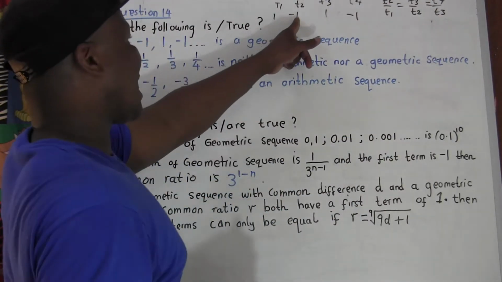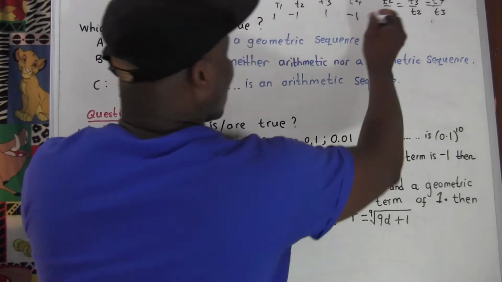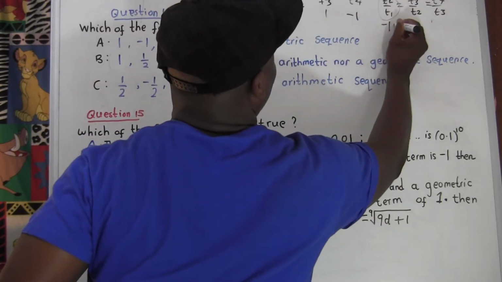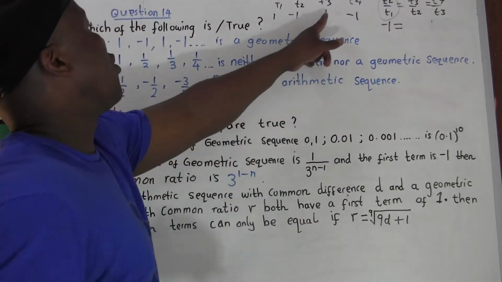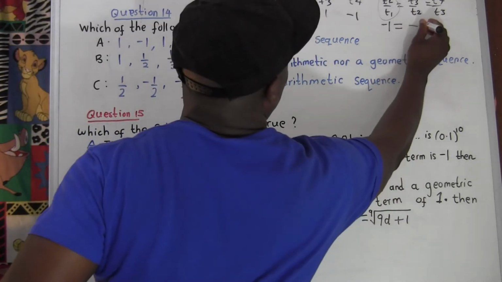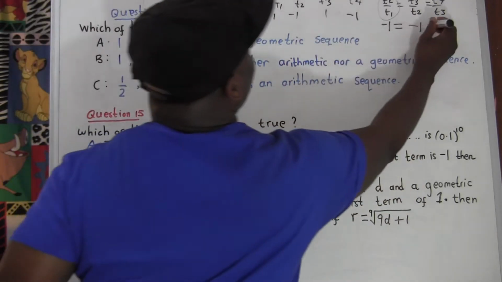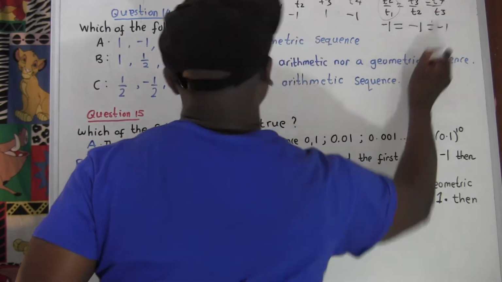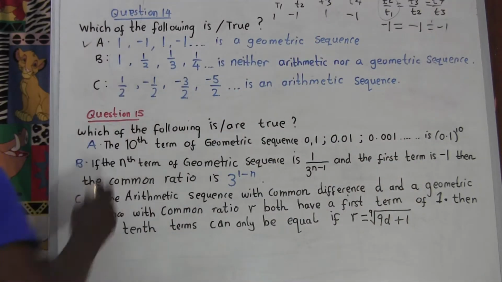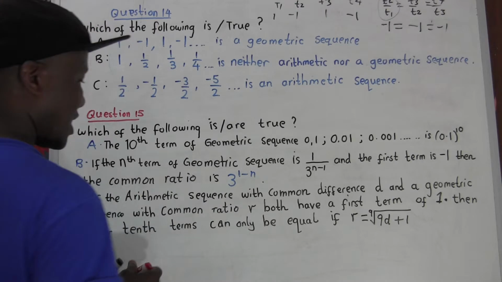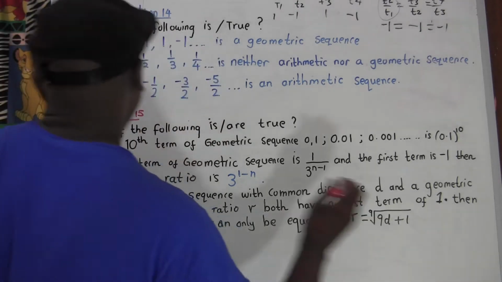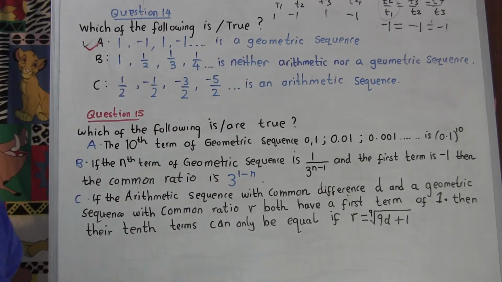Now we go. -1 divided by 1 is -1. So this one here is going to give us -1. We want to see if it's equal to this. 1 divided by -1 is also -1. -1 divided by 1, oh, it's true. So this is geometric. So the first option is true. Very true. Now we go for option number 2.